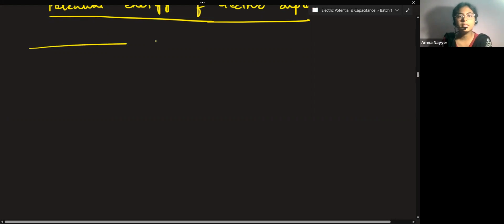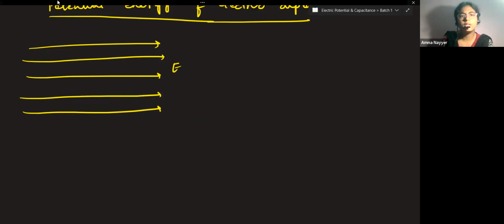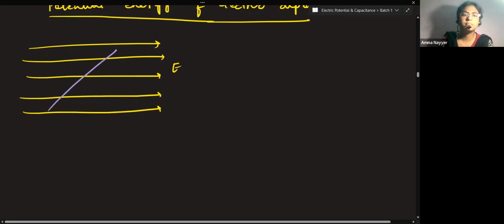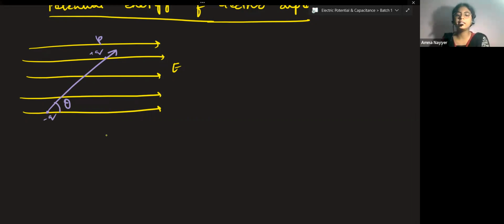So see, let's say these are the electric field lines. There is some electric dipole kept in this manner, this is the direction. Then definitely here we have the negative charge and here we must be having the positive charge. And this is inclined to some angle theta.